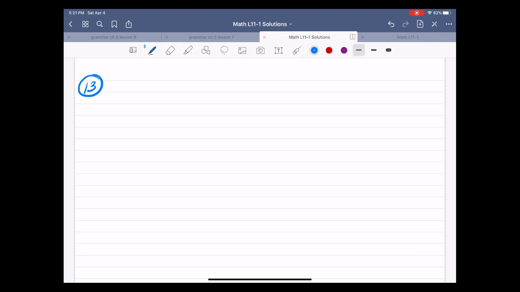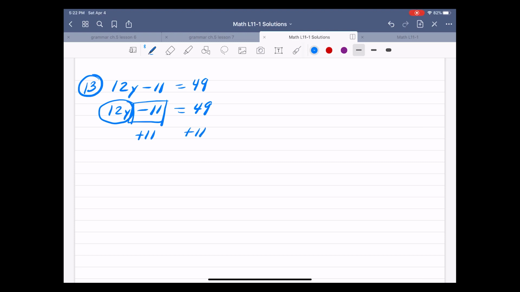Number 13. 12y minus 11 equals 49. Rewrite the problem. We want to get 12y by itself. Negative 11 is in the way, so we're going to add 11. If we add it to the left, we've got to add it to the right. Okay, 12y equals 49 plus 11, which is 60.